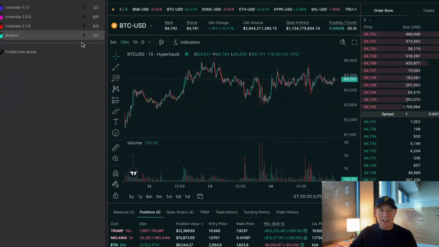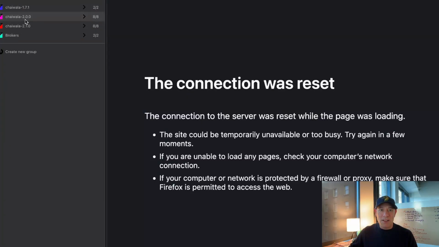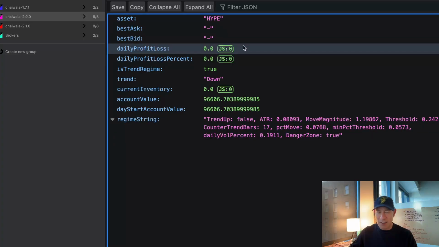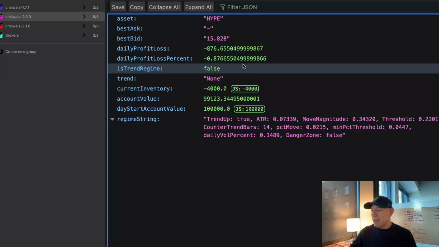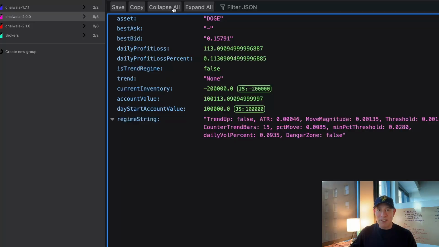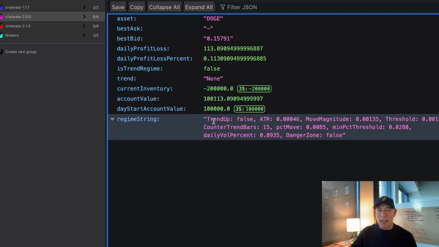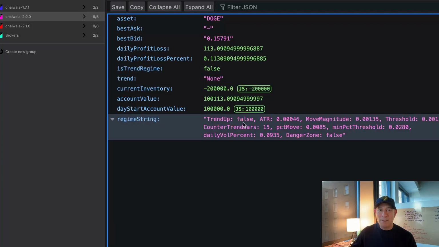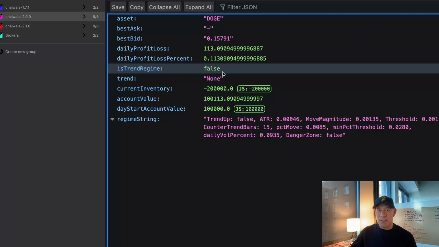Basically, I got my cool JSON output here from each one of the strategies, paper broker that's running, and it's just basically spitting out the numbers as far as daily profit and loss, the asset that's getting traded, the amount of inventory it's holding, the account balance at the start of the day and the current account balance, and what sort of regime we're in at the moment, or I guess whether or not we're in a trending regime.